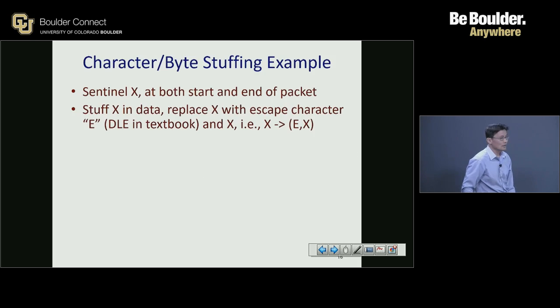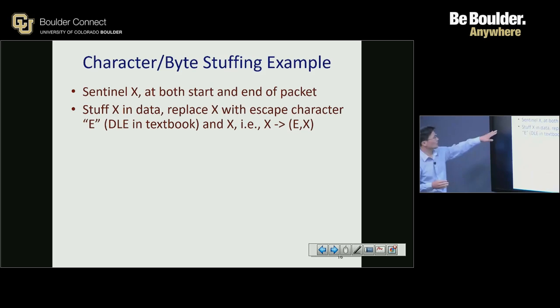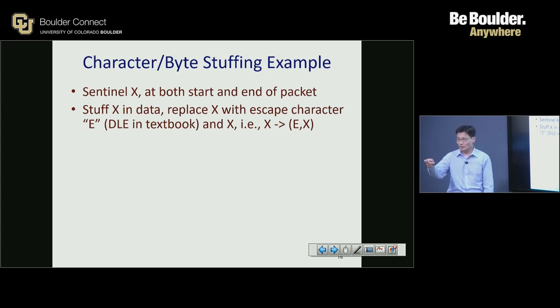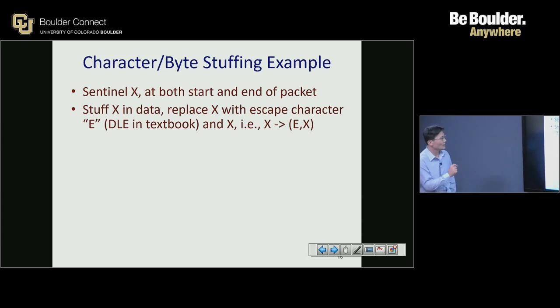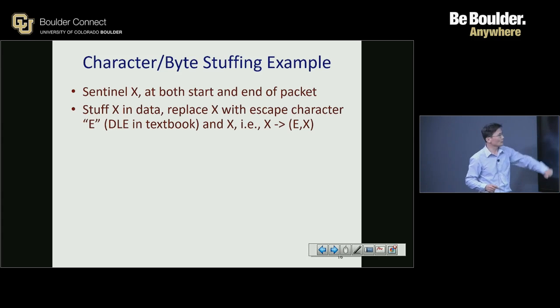Okay, now an example. This is a character byte stuffing example. Now the sentinel is X, at both the starting and ending of the packet. And also, as you said, we put an escape character. Just assume it's E.